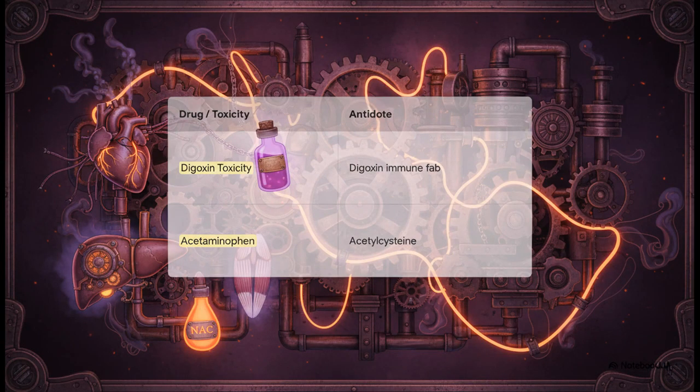Here are 2 you absolutely, positively have to have locked in your brain. For digoxin toxicity, which can cause all sorts of arrhythmias and gets way worse with low potassium, the antidote is digoxin immune fab, or Digibind. And for a Tylenol overdose, a common cause of liver failure, the reversal agent is acetylcysteine. Knowing these 2 cold can literally be the difference between life and death.